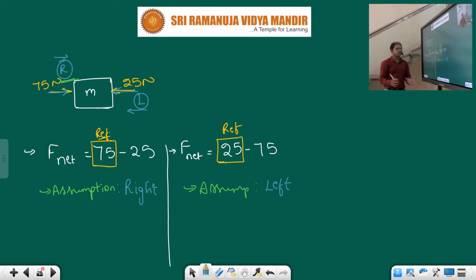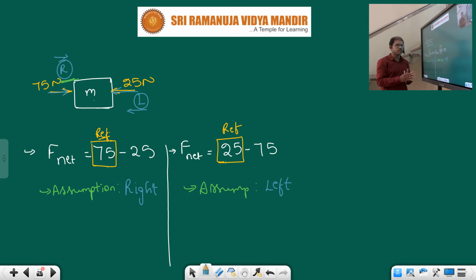Clear? Again, I am repeating, children. There is a block of some mass m. On that mass, two forces are acting like this: one is 75 newtons, another one is 25 newtons. Due to those two forces, in which direction the block will move, we don't know. Initially, in the question, they did not mention. So our target is to find the net force and in which direction the net force is acting. Clear, no, children?